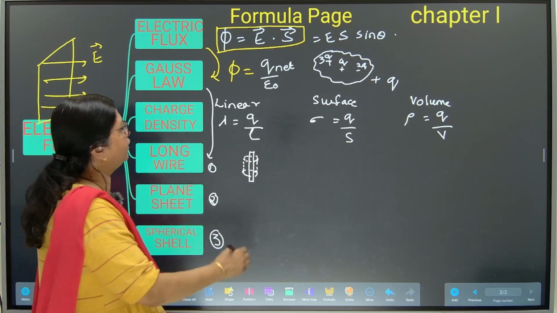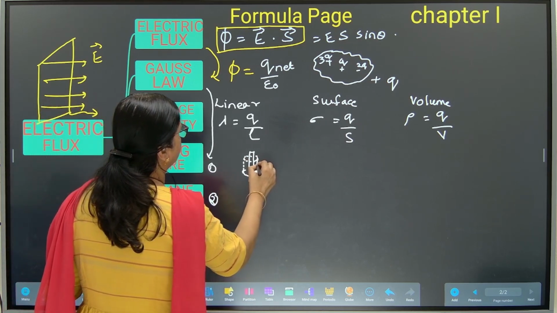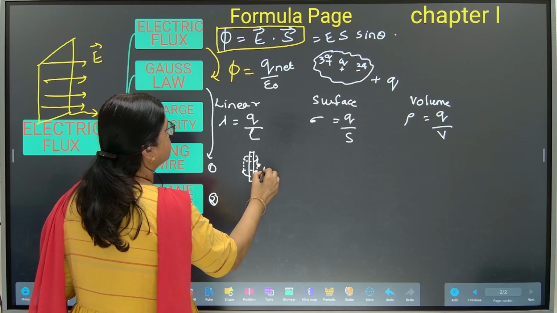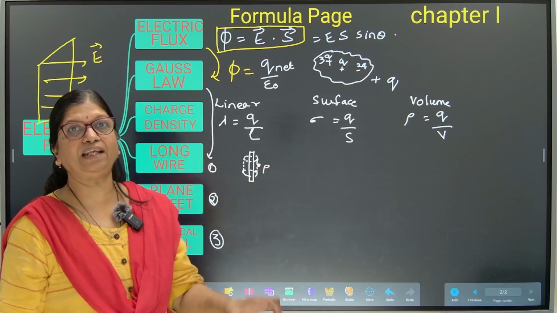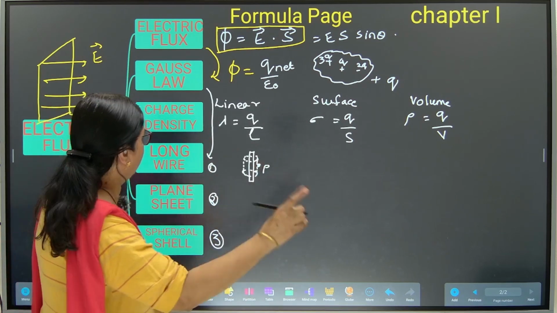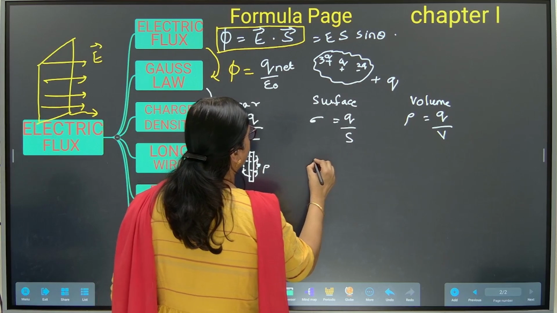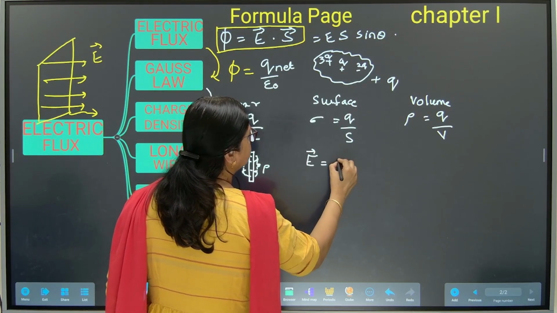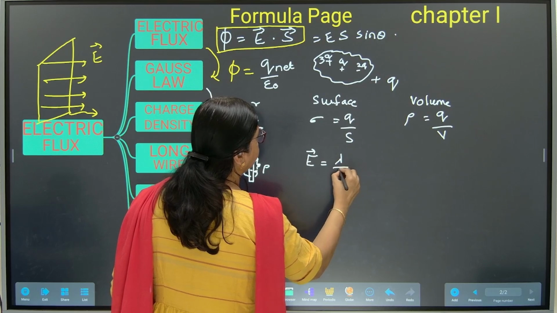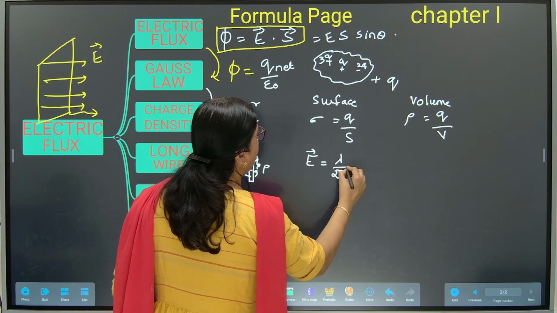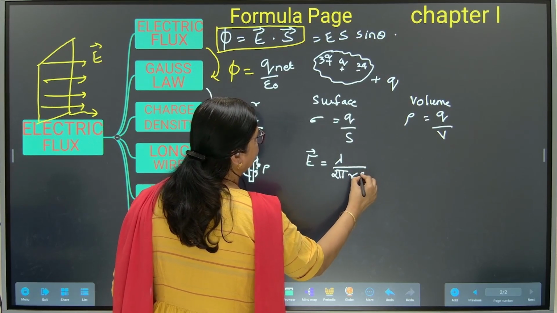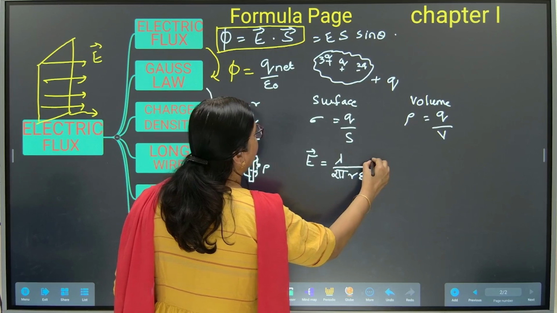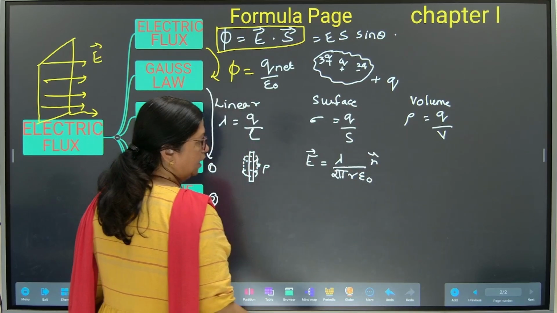And the electric field which we have to find out is at a point P on the cylinder. Fine. The electric field which we found out is E is equal to lambda upon 2 pi r epsilon naught n cap. Okay.